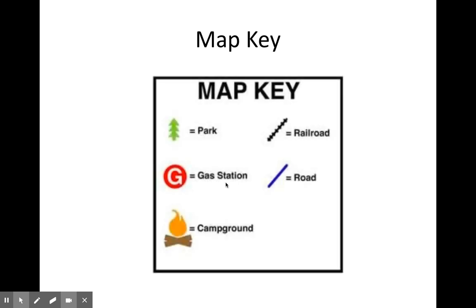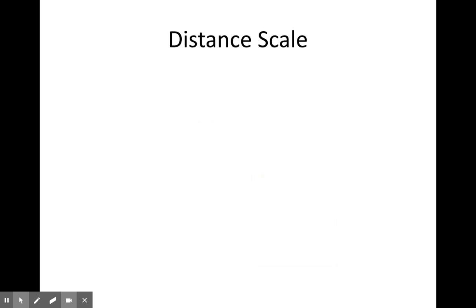Seeing a map key is one of the most important things on a map because it's giving you information on how to read a map. Okay, so if you see the fire, you know that's a campground. If you see a tree, you know that's a park on this map key. So it just depends on what the map key represents. One thing I like to do sometimes when I give assignments is I say, okay, draw a map, and you come up with your own key for that, and we'll get more into that later on.